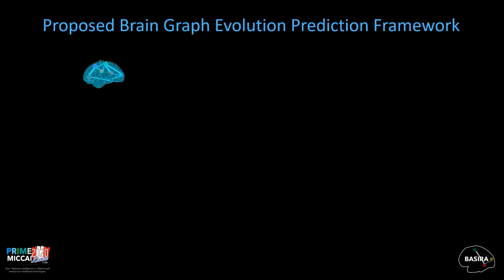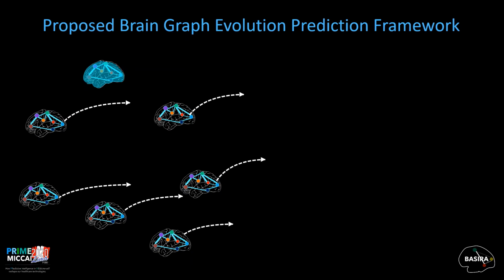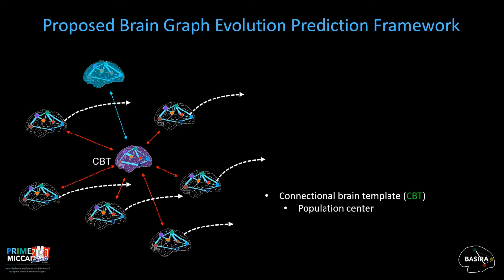Given a brain graph with unknown evolution trajectory, we think that if we can find the most similar brain graphs with known evolution trajectories, we can predict the evolution trajectory of our brain graph by simple averaging, for example. To do so, we want to normalize each brain graph with respect to a population center, namely a connectional brain template. What we mean by normalization is a sort of a registration or an alignment between an individual brain graph and the population center graph that will allow us to identify what singles out the individual from the population center.